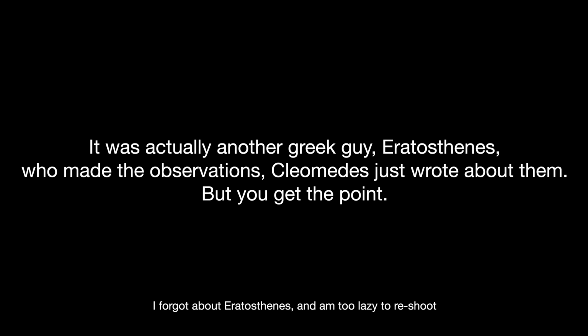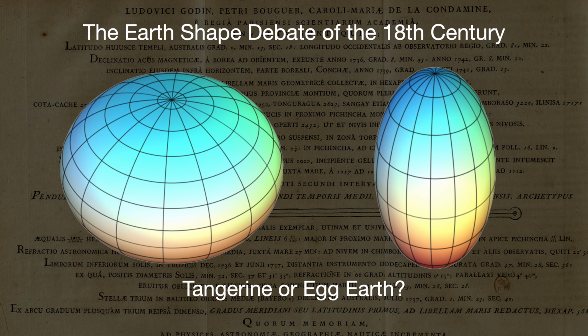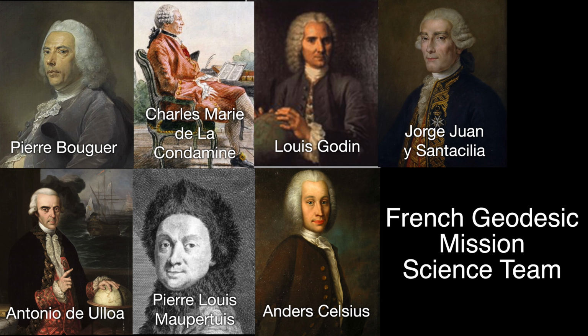Now, there are a couple reasons why Cleomedes was off by about 10% in his calculations, but one of those reasons is that the Earth isn't a perfect sphere. So this was an idea that was being debated about a millennium and a half later. And there were two teams of guys from the French Academy of Sciences, and they decided to set out to settle this debate once and for all.